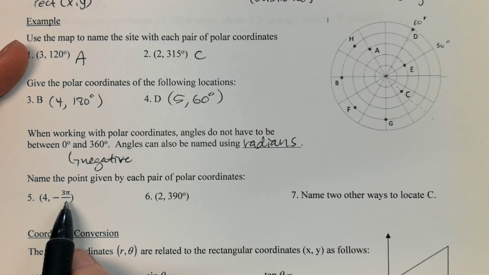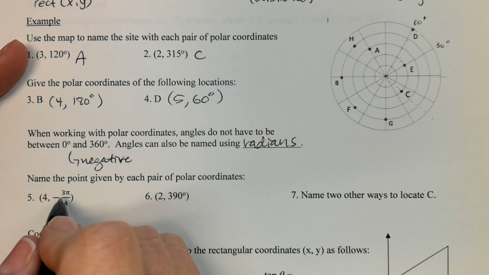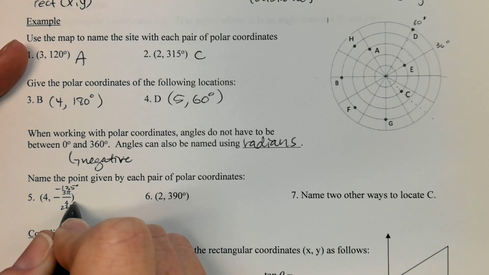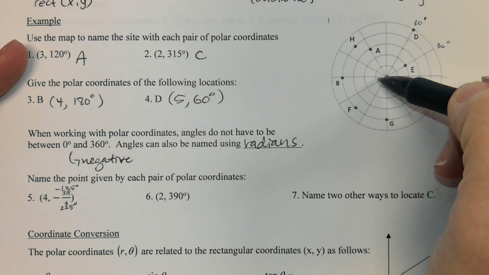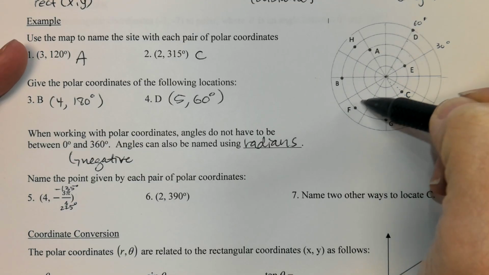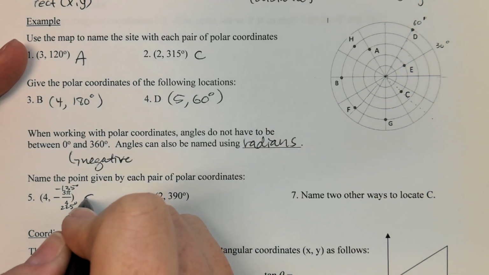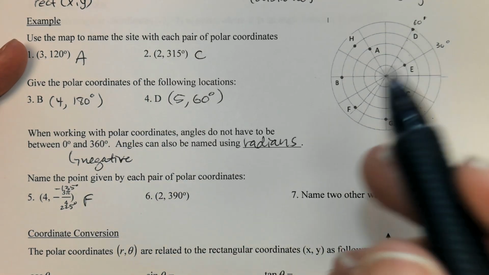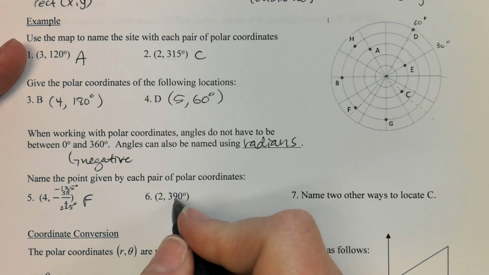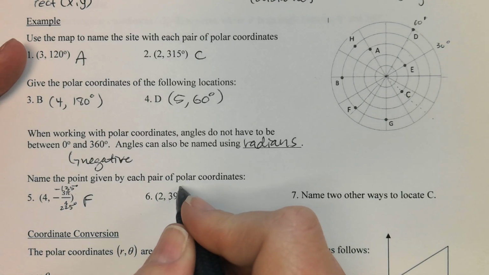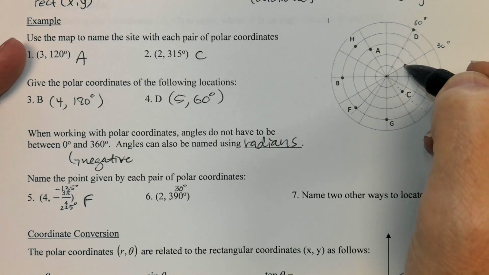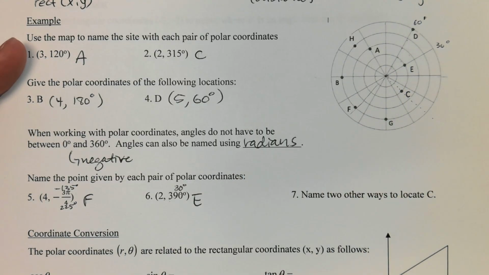So 4 rings out at negative 3 pi over 4. So this would be negative 135 degrees, or the same as positive 225 degrees. So 4th ring out, 1, 2, 3, 4, and I need a negative 135 or 225, so that would be F. 2 rings out at 390, so that's just over 360, so it's more than 1 loop around the circle. So subtract 360 off of there to find out that this is a 30-degree angle. So we're looking at the 2nd ring, 30 degrees, that would be E.